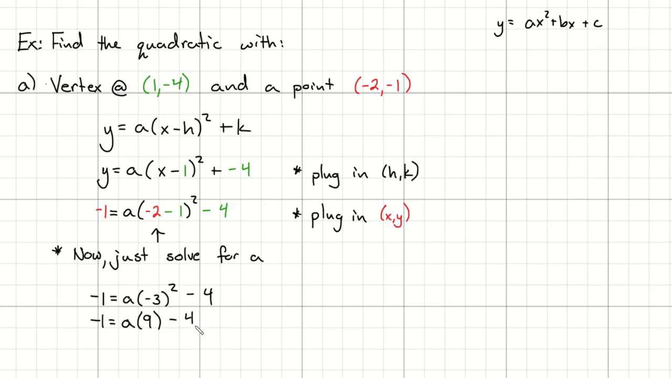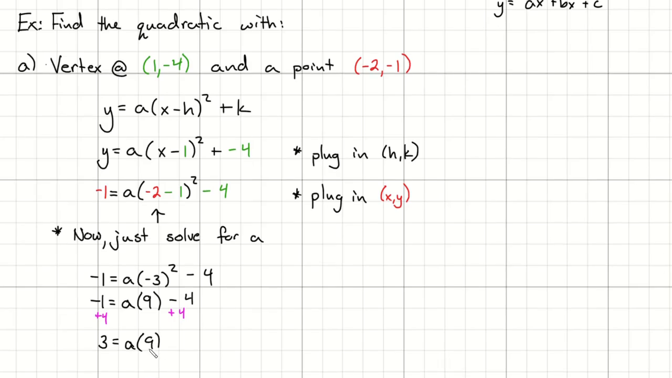Let's add 4. When I add 4 to both sides, and I wish I had a really easy button to switch colors, but I don't. When I add 4 to both sides, I get what over here? 3 is equal to, now, if you would like to write it as 9a, you can. I have no preference, honestly. I'm going to write it as a times 9. Same thing, though, right? If I want to solve for a, there's only one more step. Divide by 9. So divide by 9, divide by 9.